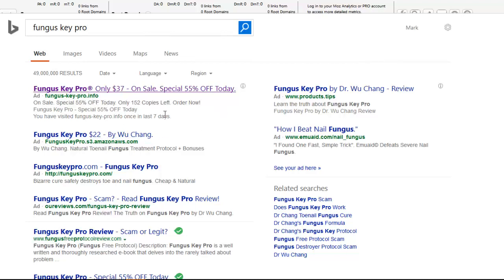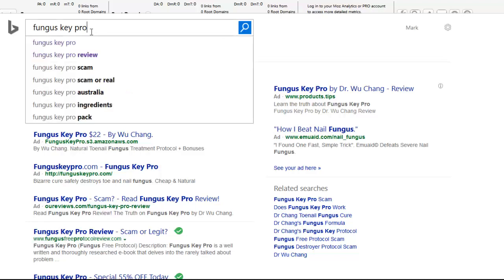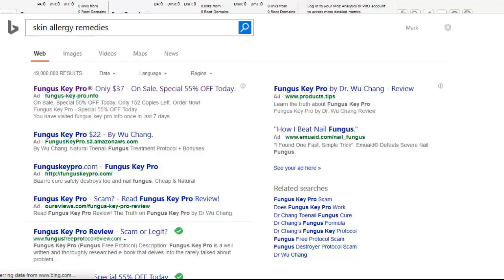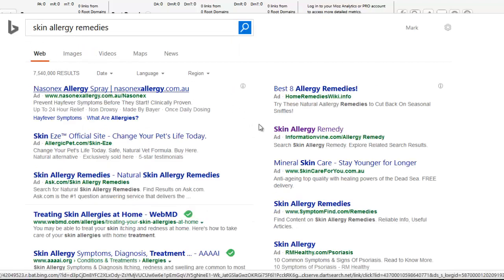Fungus Key Pro is sort of along the lines of skin problems and skin allergies. So I know that health and fitness is good, remedies are good, and skin allergy products seem to be popping up, and they're also quite good. So now if I just put in skin allergy solution treatment, we'll go in remedies. Even when I type that in, there are people spending money on that particular term, skin allergy remedies. So there's lots of different products.